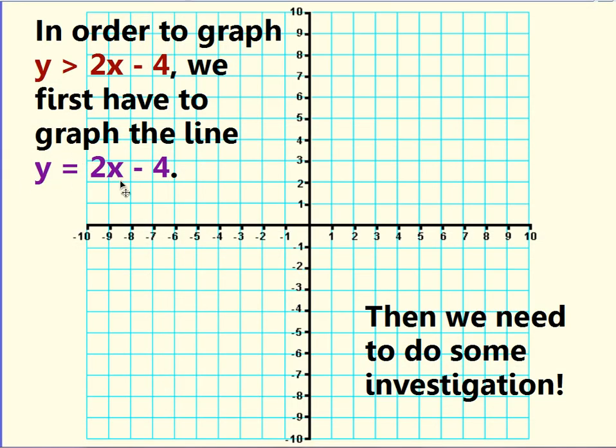Graphing the line y equals 2x minus 4 tells me to start on the y-axis at -4 and then use our slope of 2 to graph our line. Now, because this is the first time we've done this, we're going to do some investigation.